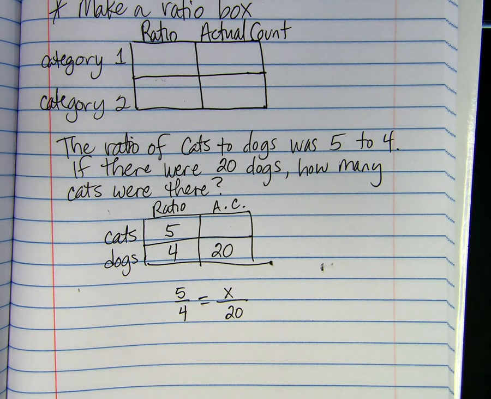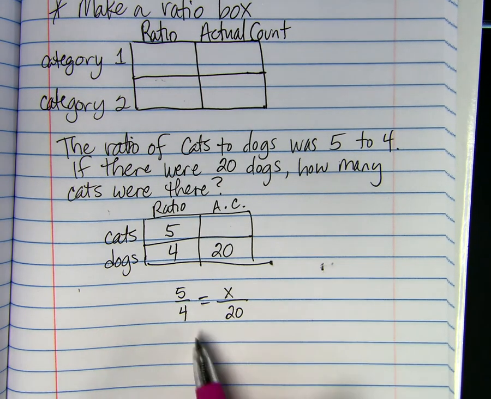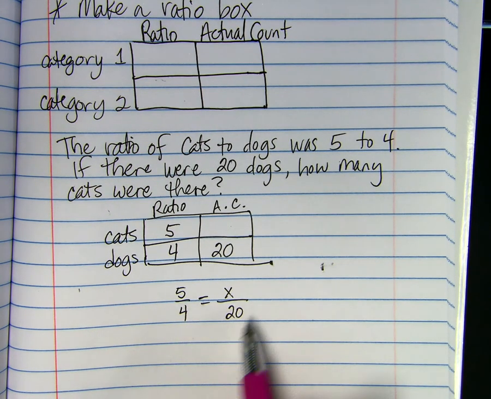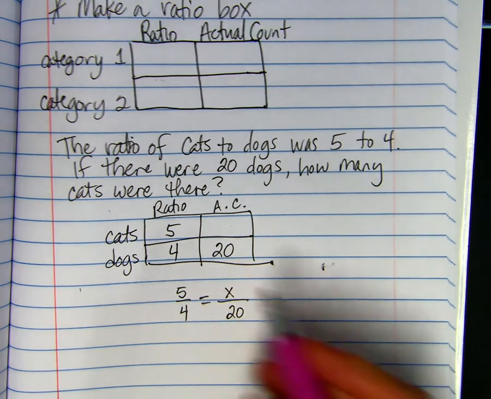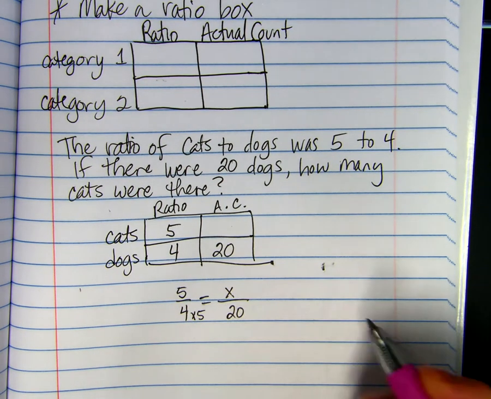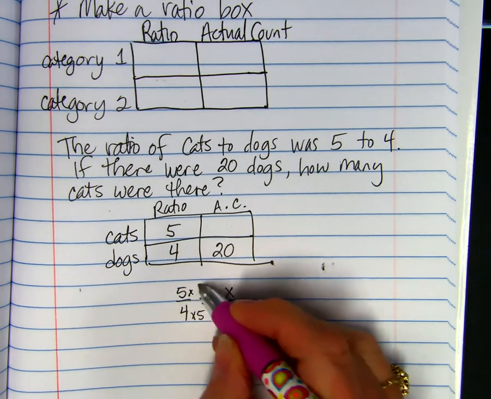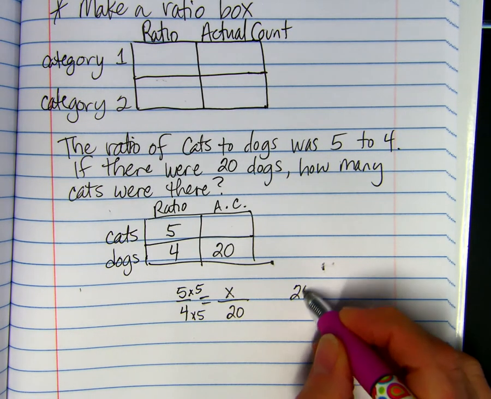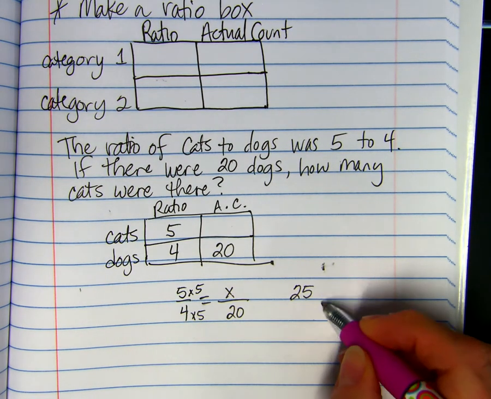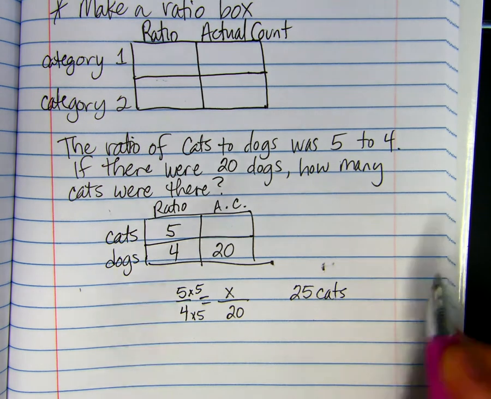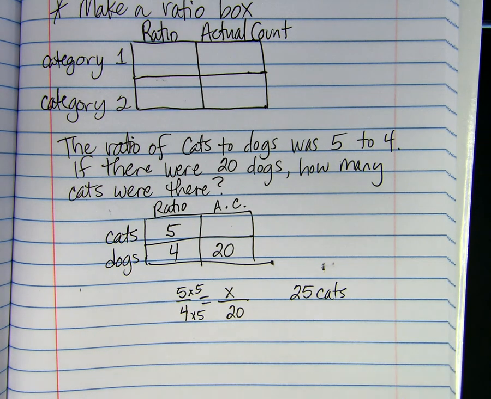We can either cross multiply, or we can see a factor of 4 that goes into 20 times 5. So we could do 5 times 4 is 20, but then we have to do 5 times 5 to get 25. So there are 25 cats. And that's the end of the lesson.